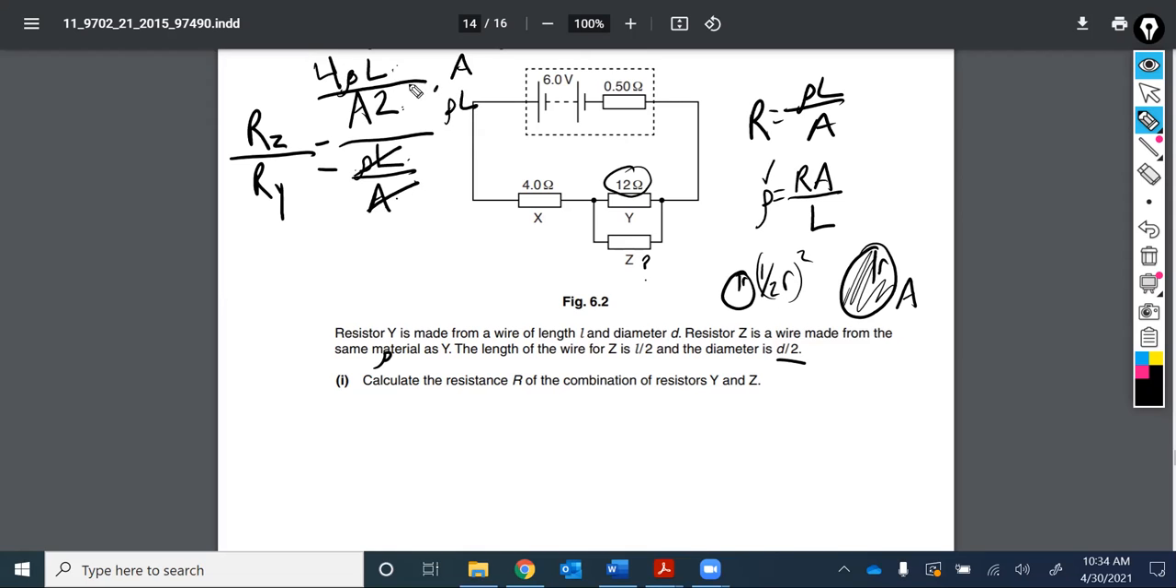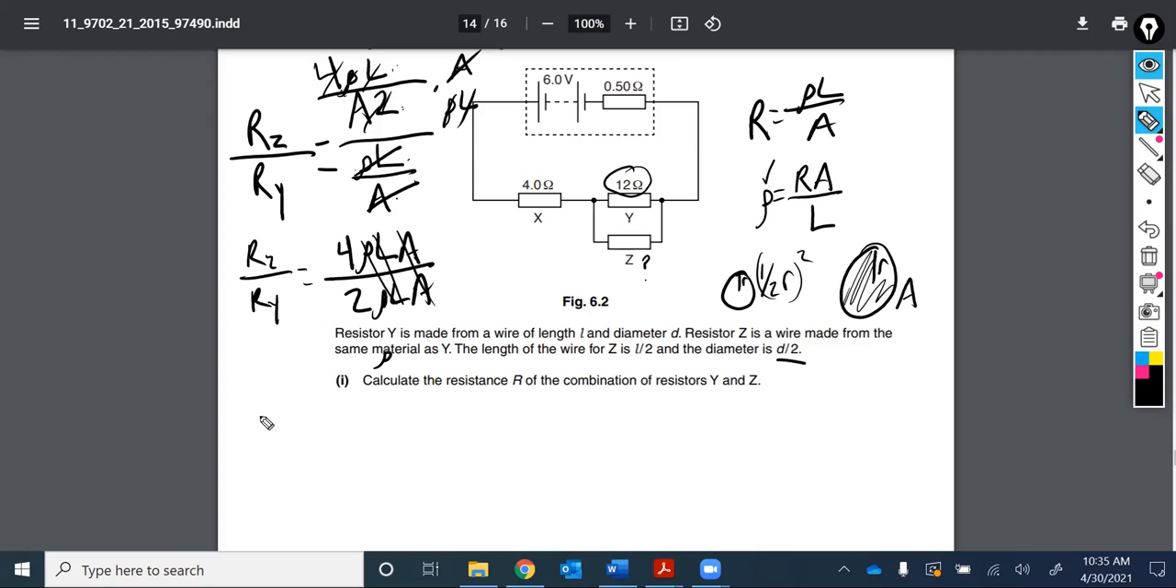So we have the numerator now. RZ over RY: the numerator is 4 rho LA, over the denominator here, where I've got 2 rho LA. There's my 2 rho LA, and there's my 4 rho LA. So that's what it all boils down to. The rhos, the L's, and the A's cancel, and I realize that the ratio of these resistances is 4:2, or 2:1.